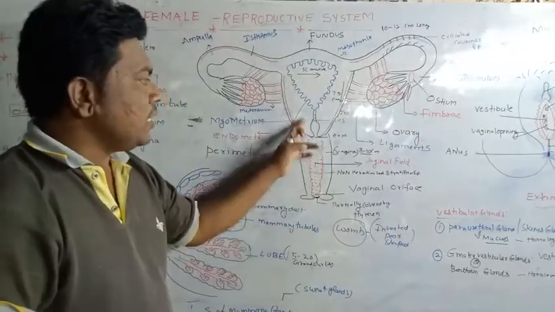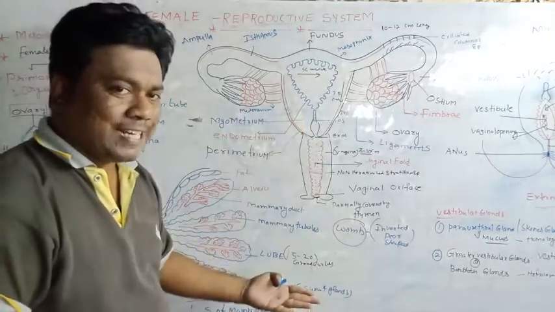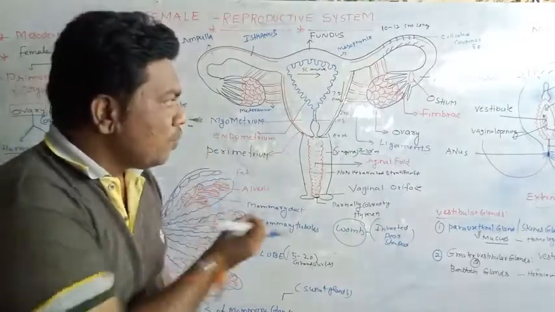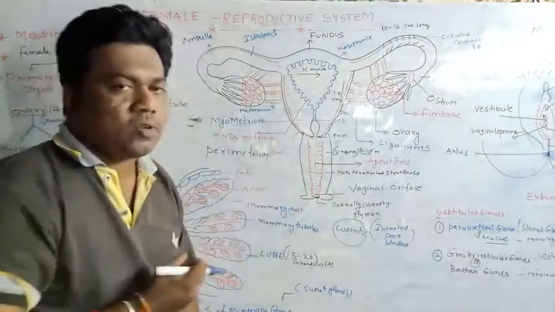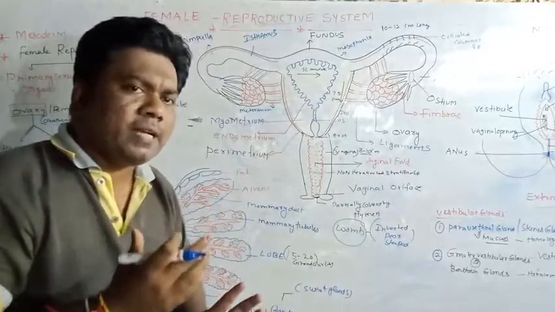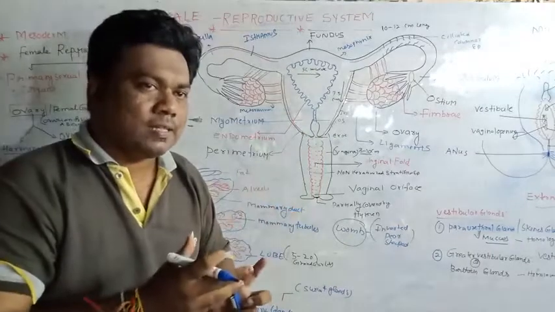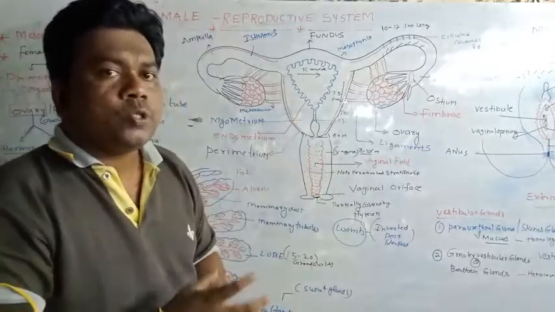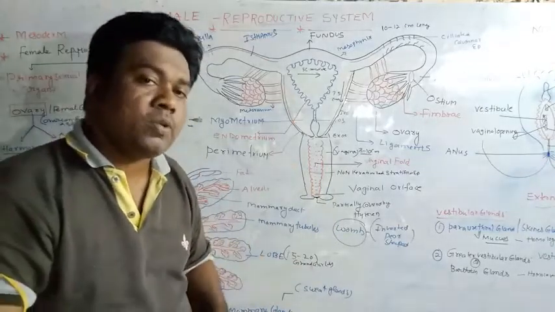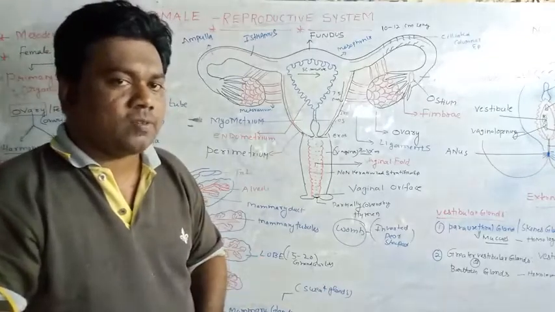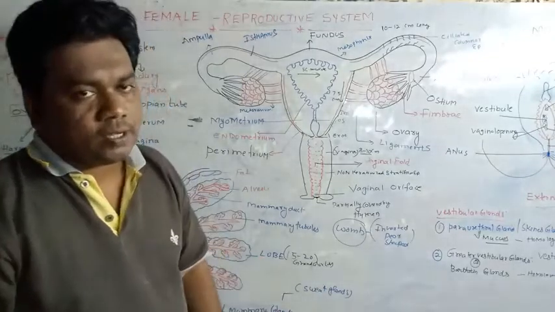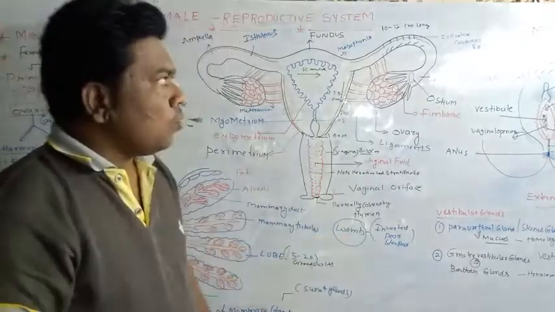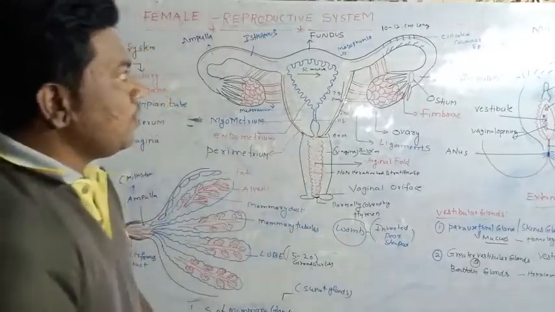This is the uterus. It is also known as the hystra. What is the meaning of hysterectomy? Hysterectomy means removing the uterus. Sometimes the uterus develops cancer, and then the uterus has to be removed by a surgical method. That is known as a hysterectomy. Removing the uterus is called a hysterectomy. This is very, very important. The uterus is also known as the womb, an inverted pear-shaped structure.